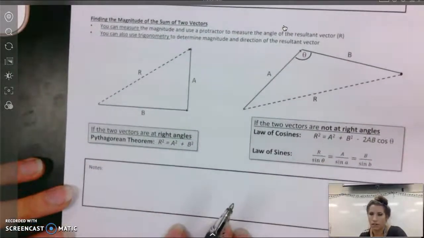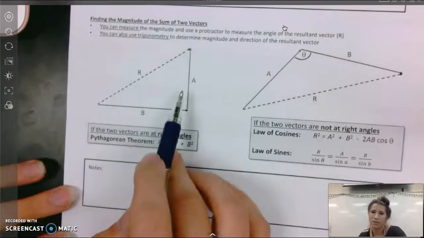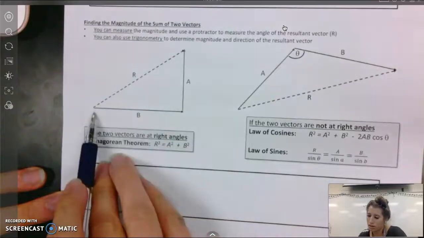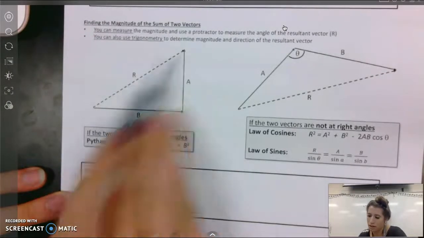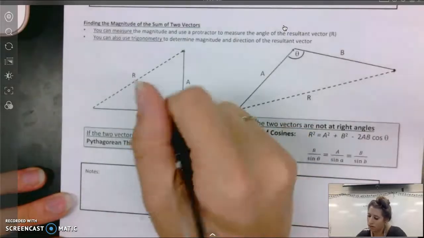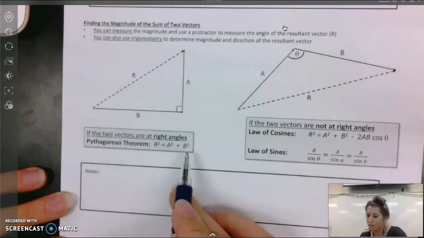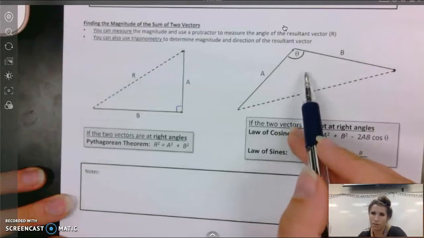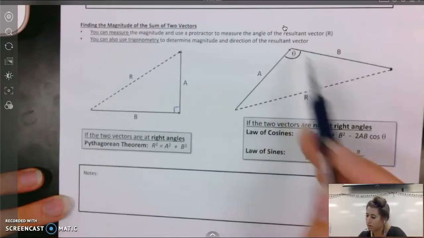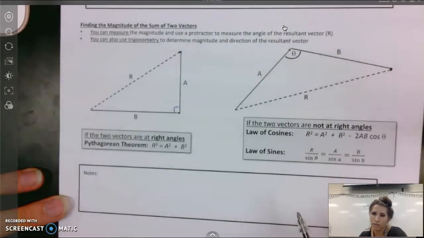Now, often we're dealing with two vectors, which we can then look at the triangle to see our resultant. Here's B added to A, and then our resultant is from the tail of the first to the tip of the second. Now, when we're dealing with a right triangle, then we can use Pythagorean theorem. But it's not always a right triangle that we're dealing with. Sometimes that angle is less than or greater than 90 degrees, and when that's the case, then we're going to use the law of cosines.